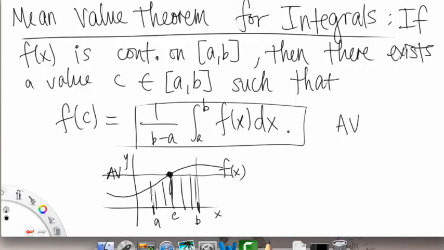So again, just to reiterate, our function f of x takes on the value of the average, or the mean, hence mean value theorem, for some x equals c inside of our interval. Okay, so that's basically it. That wraps up, or concludes, our concepts video on average value. I hope that helps, and good luck on your homework.